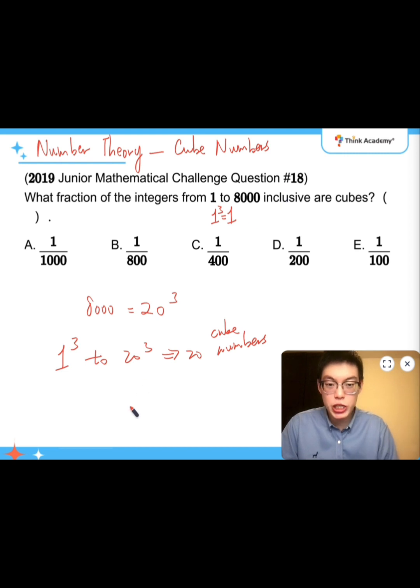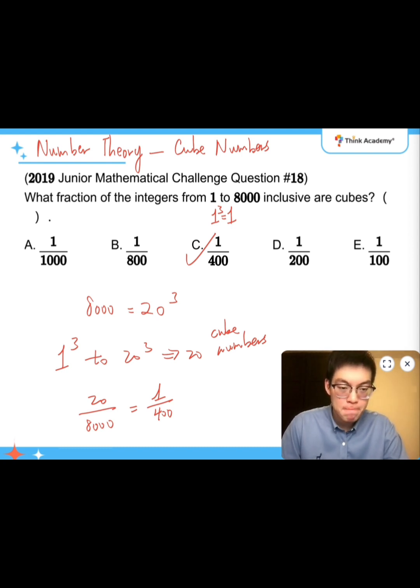And as a fraction, it's just going to be 20 over 8,000 numbers, which is equal to 1 over 400 if you divide both the numerator and the denominator by 20. So the answer is going to be C. Okay?